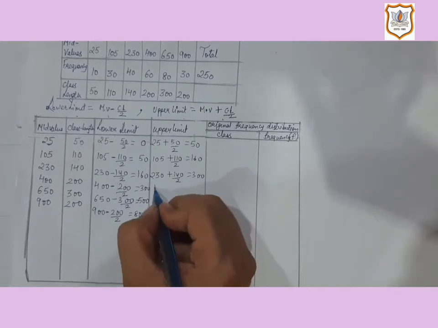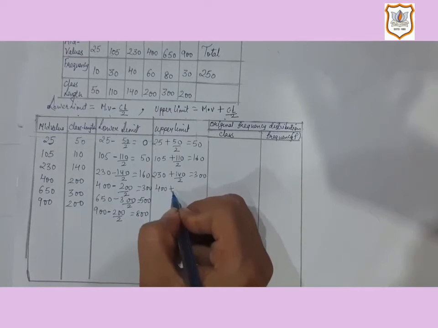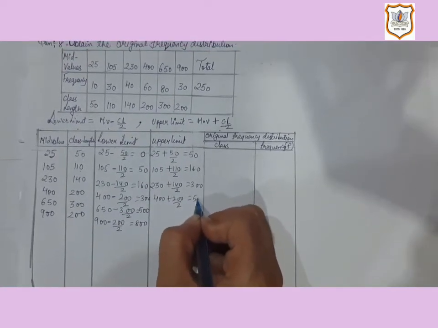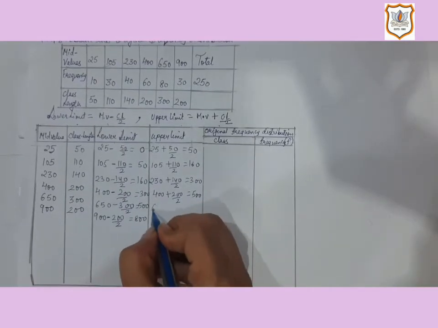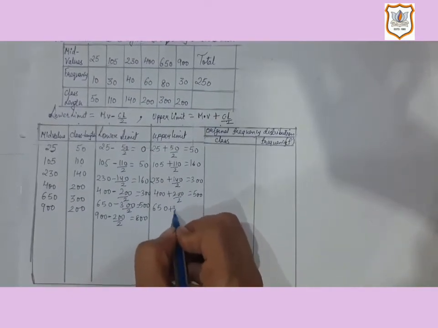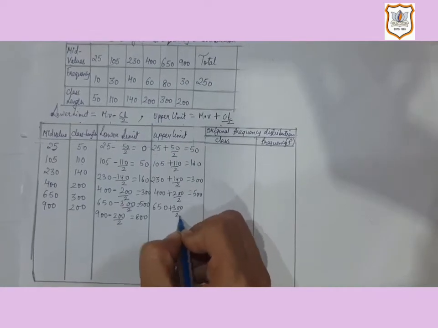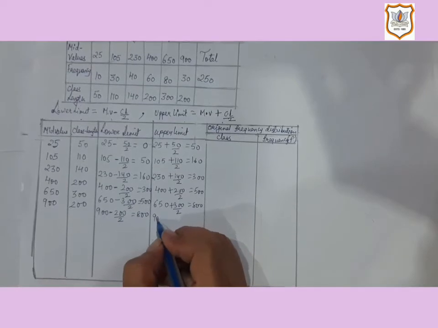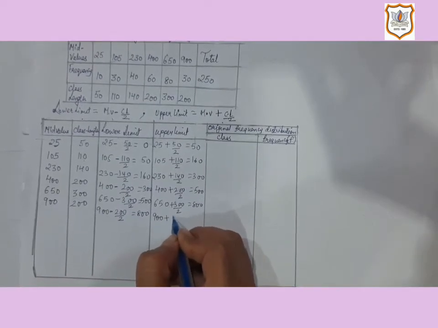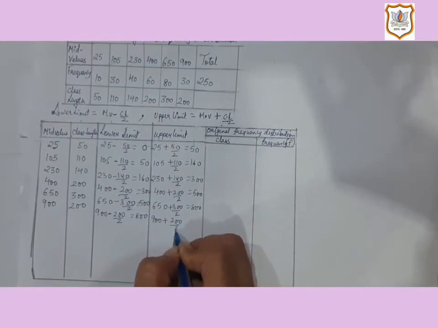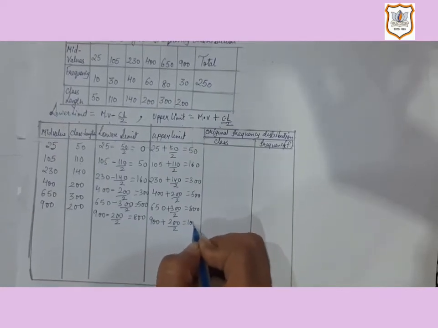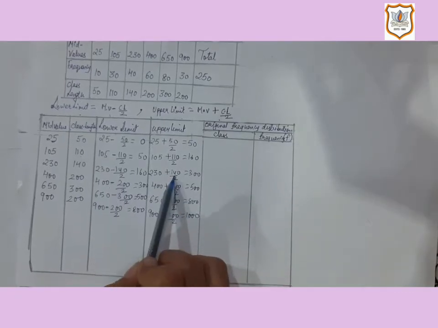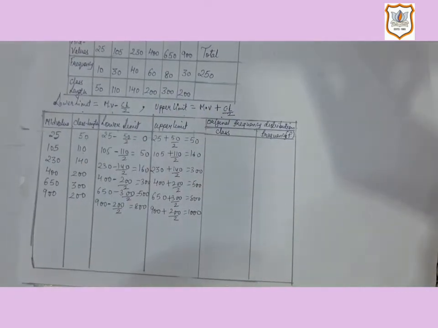Then the mid value is 400 and the class length is 200 divided by 2. That will give you 500. 650 plus 300 divided by 2. The answer is 800. And the last mid value is 900 plus class length, that is 200 divided by 2. The answer is 1000. So this way we are going to find the lower limit and upper limit with the help of these two formulas.